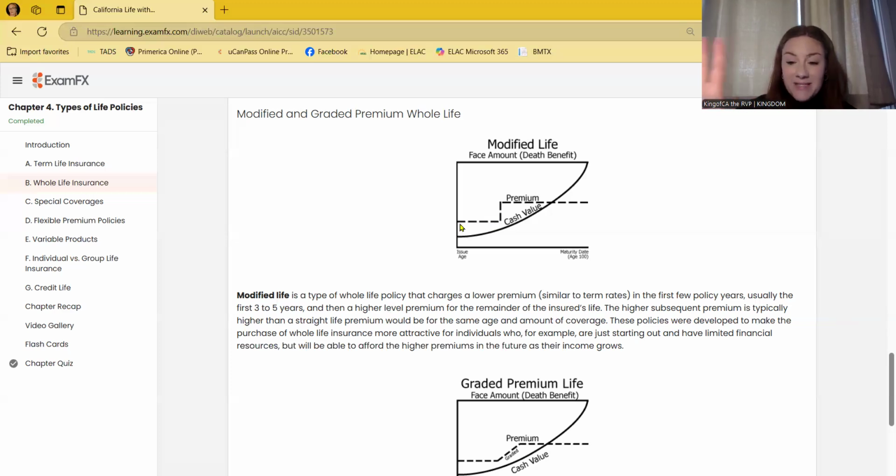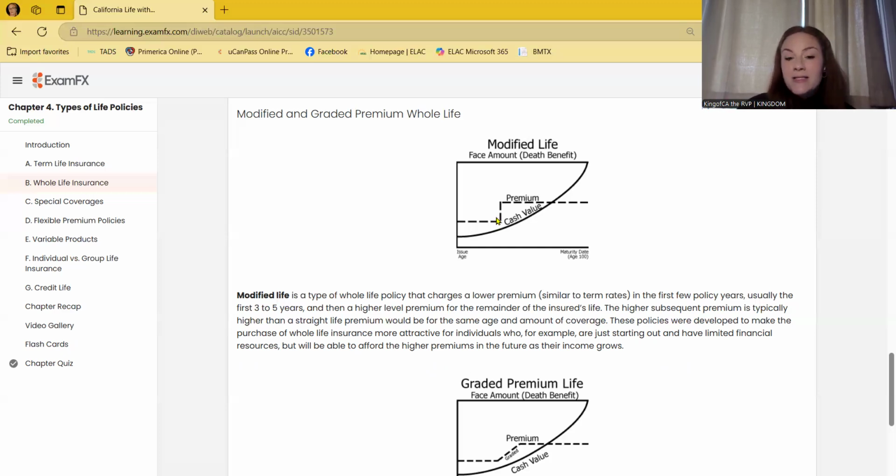3 to 5 years. Not business years. I wanted to say business days, but it's 3 to 5 years. Okay, so 3 to 5 years right here in the beginning, we're going to pay a lower premium. Okay, why? Because this person is just starting out in life. They have high needs, right? Starting families, mortgage, bills, all of that. So lower premium the first 3 to 5 years of the policy.